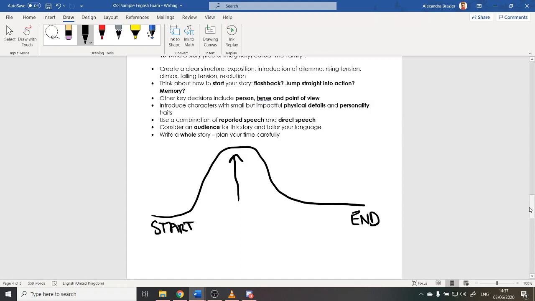Introducing characters with small but impactful physical details and personality traits. I find it really interesting to think about a character. If I'm reading a book and it tells me that a character is ginger, that's not as useful as knowing that a character has bright orange curly hair and it looks like this and it feels like that, because that creates a more vivid image in my mind.